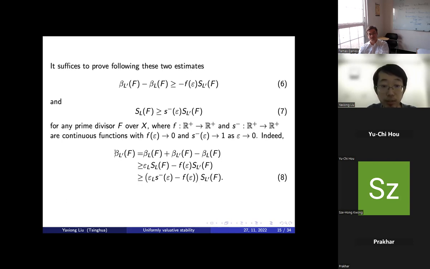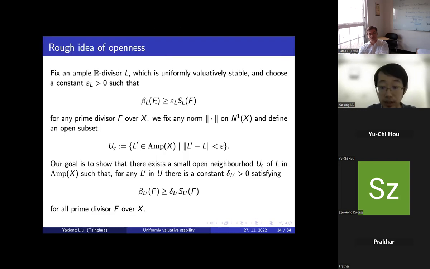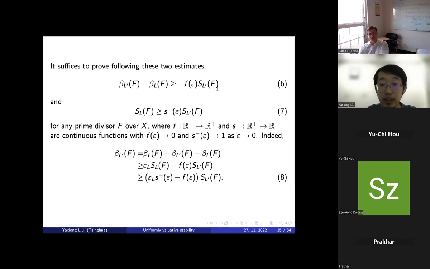Indeed, beta_L'(F) is equal to this one. The first term is handled by the assumption, and the second one by formula six is equal to this one. So we plug in formula seven and get this inequality. And when epsilon goes to zero, this one goes to a fixed constant and this one goes to zero. So this is a positive constant.